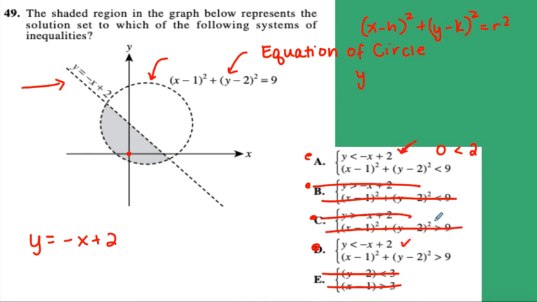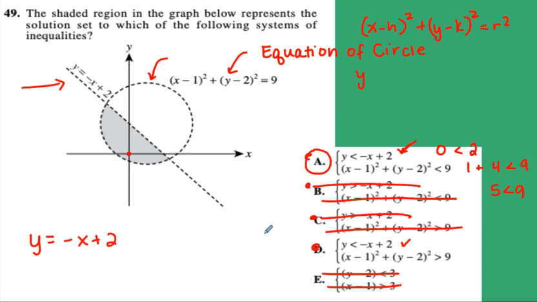Now I'm going to do the exact same thing with the second inequality. I took the test point (0, 0) and saw if it makes the inequality true, because then it would be in the shaded region. So I did 0 minus 1 squared, which is 1, plus 0 minus 2 squared, so negative 2 squared, which is 4. 1 plus 4 is 5, and that is less than 9. That means (0, 0) is in the shaded region on the circle as well, so my answer is A.